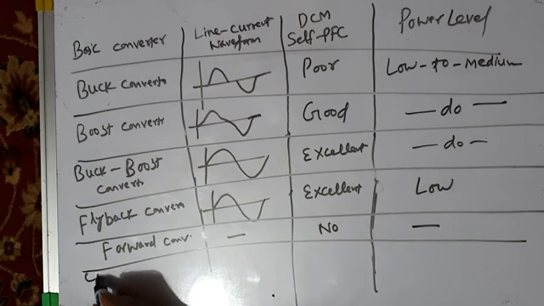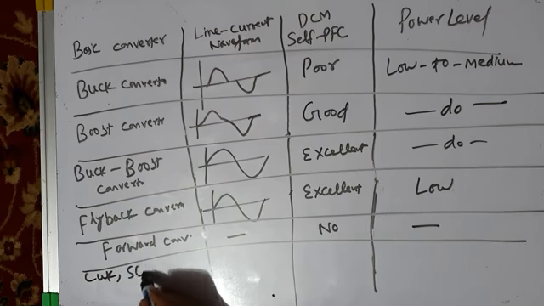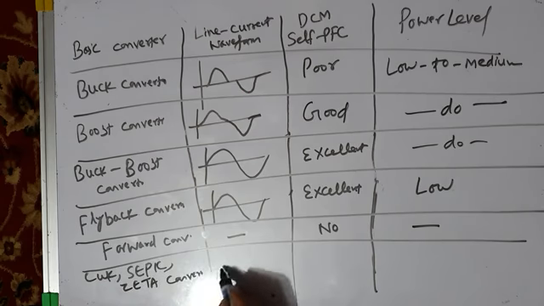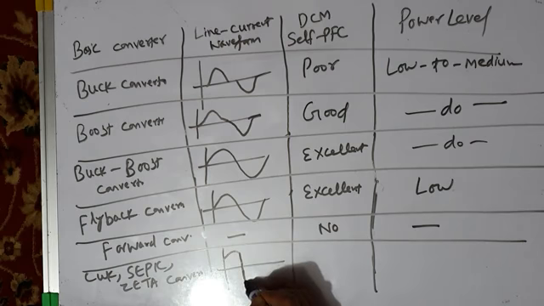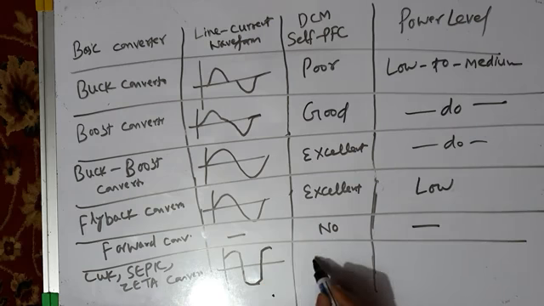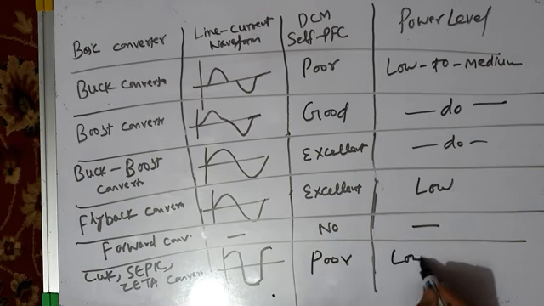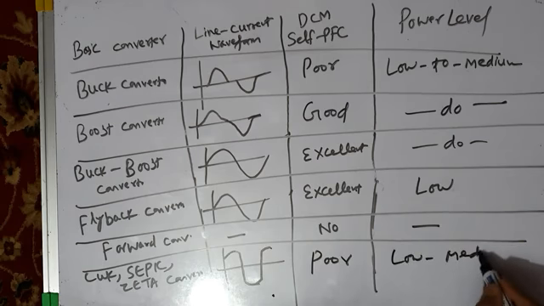AC to DC Cuk, SEPIC, and Zeta converters. The waveforms of these three AC to DC converters are non-sinusoidal like this. It drops suddenly, it does not drop sinusoidally. See, it drops suddenly. So poor self PFC property and power level is low to medium.